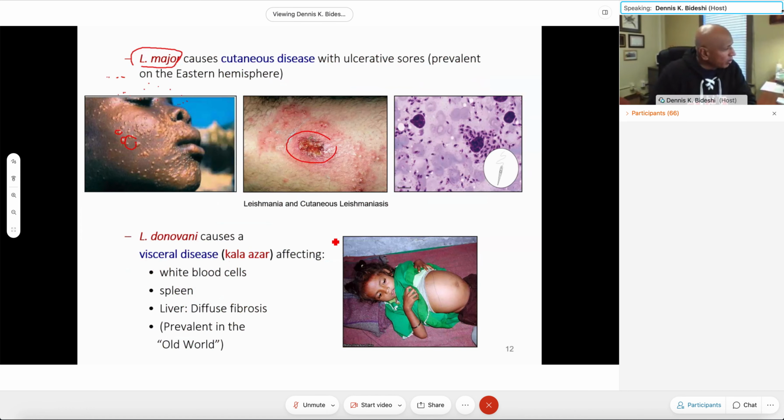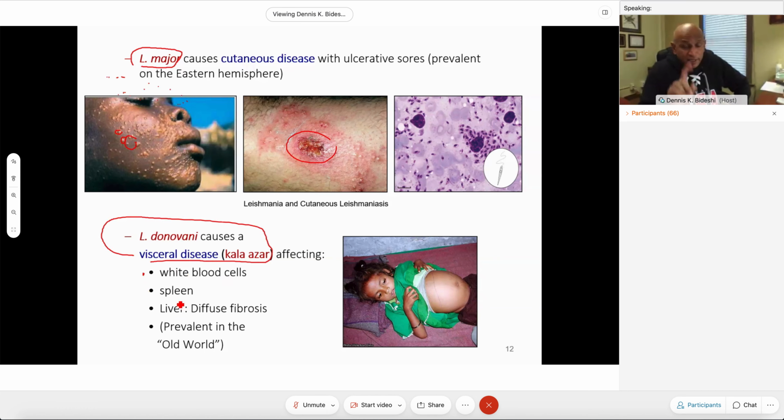Now, the other form is called visceral leishmaniasis. If you go to places like Turkey, the Mediterranean, you will probably hear a term called kala azar. Kala azar. This is a visceral form of leishmaniasis. What happens is the parasite actually enters white blood cells, and of course, where white blood cells go, macrophages in particular, you can see the parasite there. And I'm going to show you a few examples in a bit.